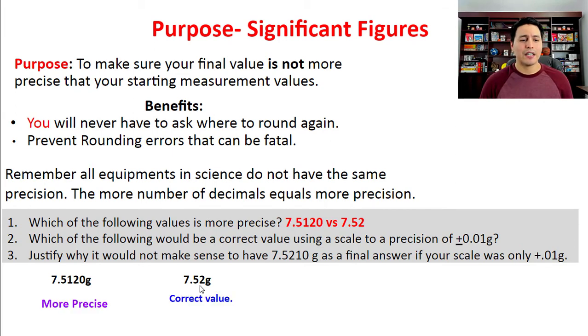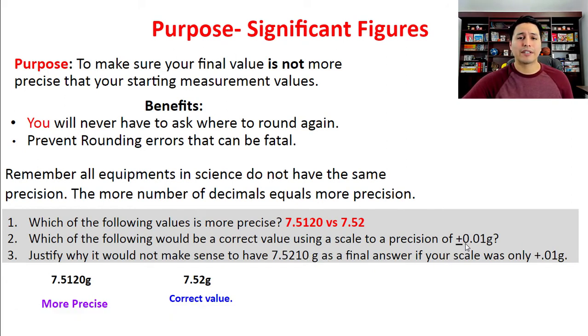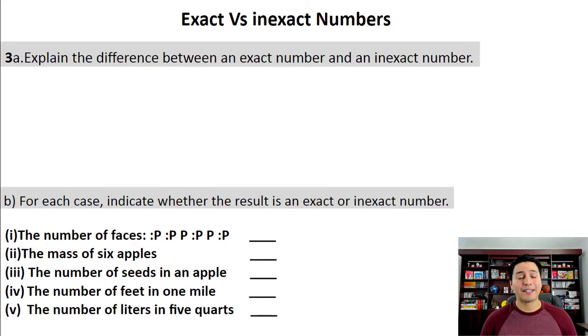So question 3 says, justify why it would not make sense to have 7.5210 grams as a final answer if your scale was only 0.01 grams. And we kind of talked about that, and if you think about it, it just wouldn't make any sense. How could your final answer be more precise than what your scale can actually measure? Let's go ahead and take a look now at exact numbers versus inexact numbers. Explain the difference between an exact number and an inexact number.